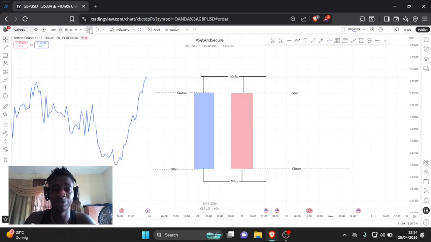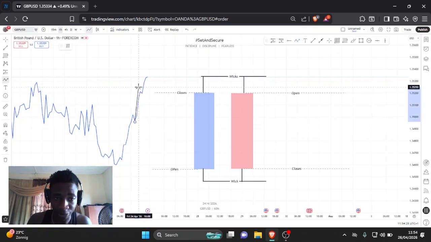The candlesticks give more data than the lines. Let me show you what we're talking about. You see this sharp curve, this bullish movement, then we have this dip down and stuff like that.